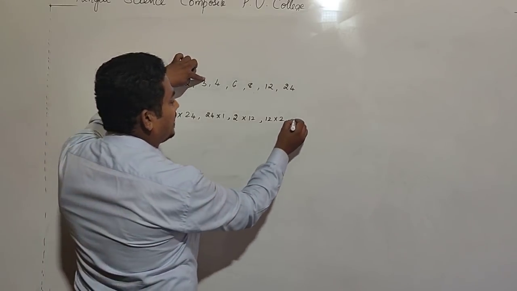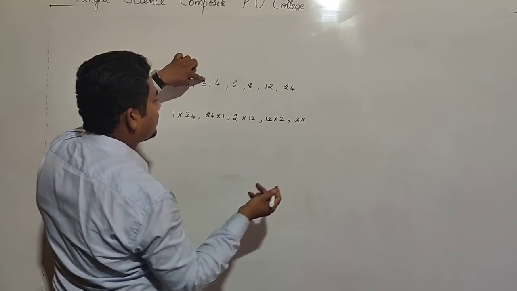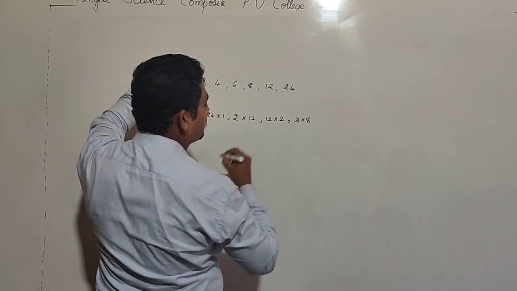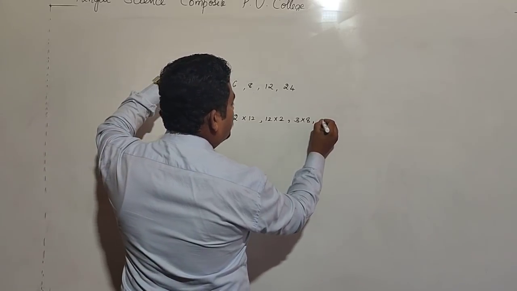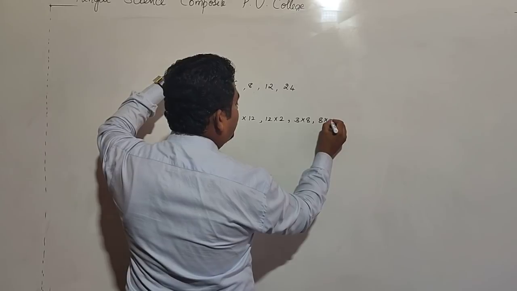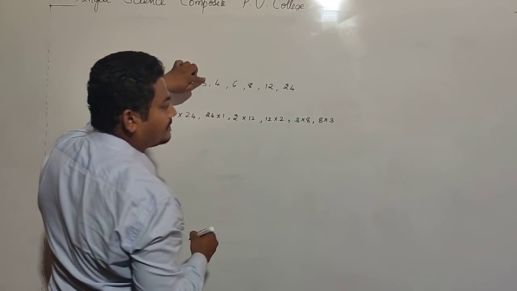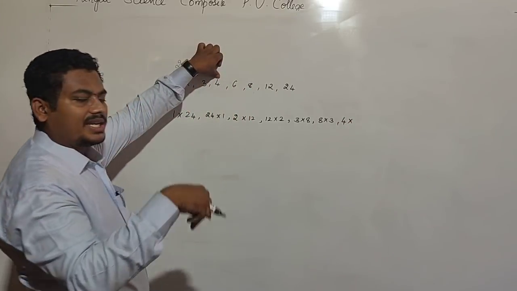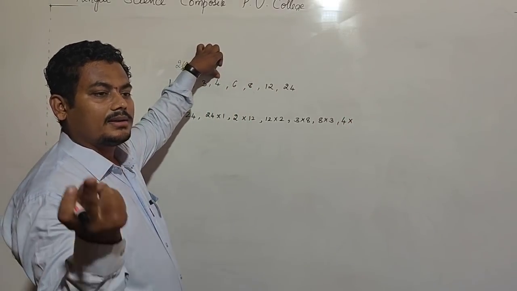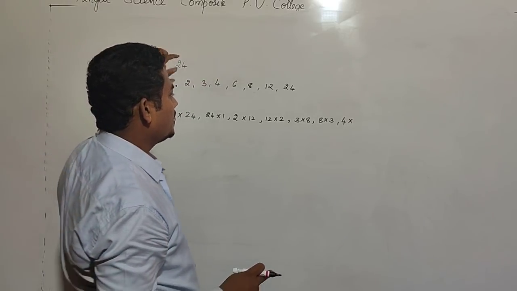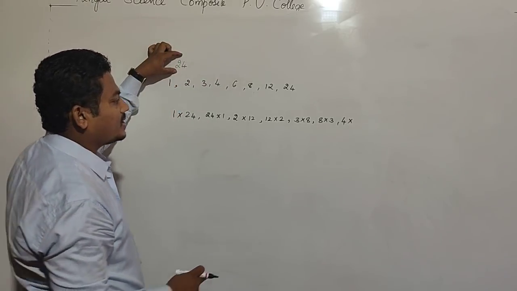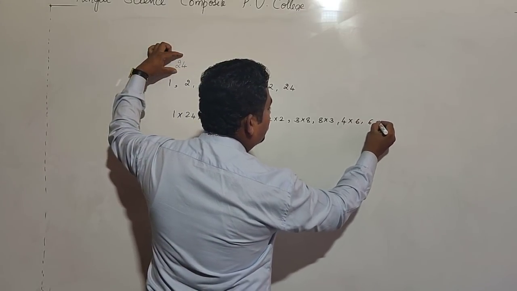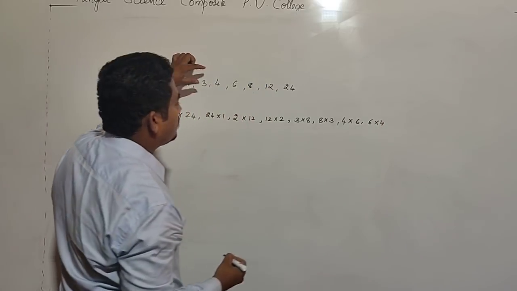Next 3. If I select 3, what is the next number? Their product should be 24, so the second number is clearly 8. 3 into 8, and its reverse order is also possible, that is 8 into 3. Next I will select 4. Then the first number is 4, so what is the second number such that their product is 24? For getting a product of 24, the second number should be 6. Its reverse order is 6 into 4.